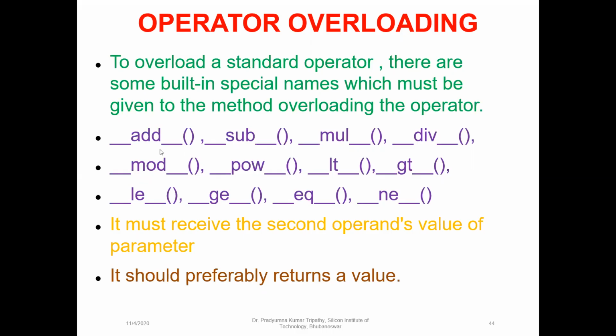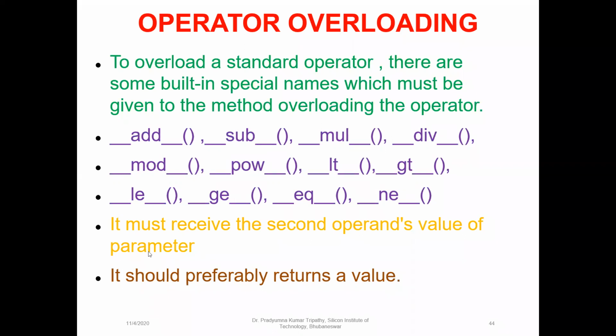Correct? If I have to go for the subtract minus operator to be overloaded, I will go for invoking this method, overloading this method. It must receive the second operand's value as a parameter. So it will take what? The second operand's value as a parameter. I will give an example for the same.